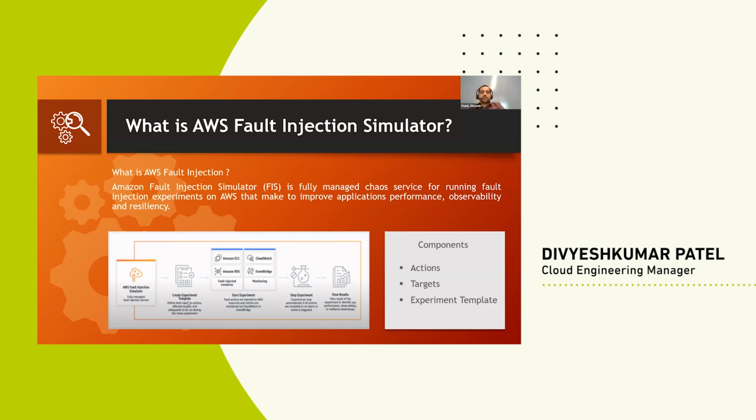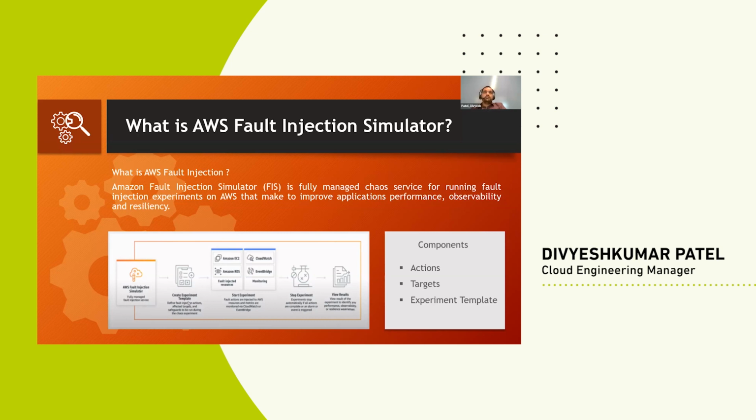So an action is nothing but what you want to do using this FIS, right? Basically, you can say I want to restart my EC2, I want to kill a process on ECS, or you want to kill the S3 bucket, or you want to generate network traffic, or you want to create IP whitelisting. So you can do a number of actions that AWS FIS already has predefined, that you can pick from the list.